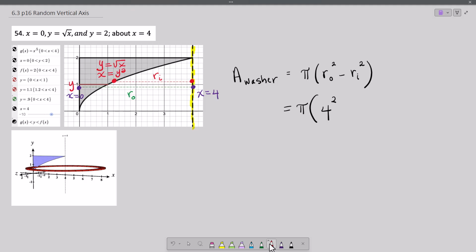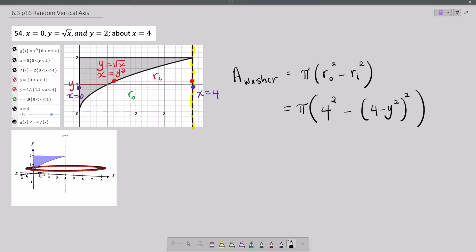So horizontal distance for this red line here. Subtract x coordinates. The x coordinate here is 4. The x coordinate here is y squared. So we're going to have 4 minus y squared, quantity squared. So there is our formula for the area of the washer.